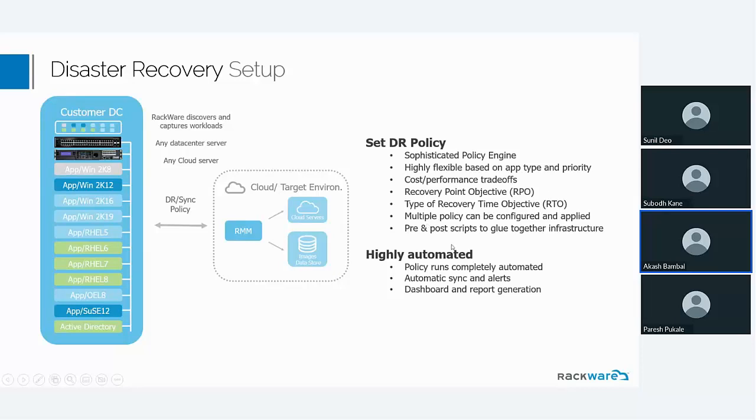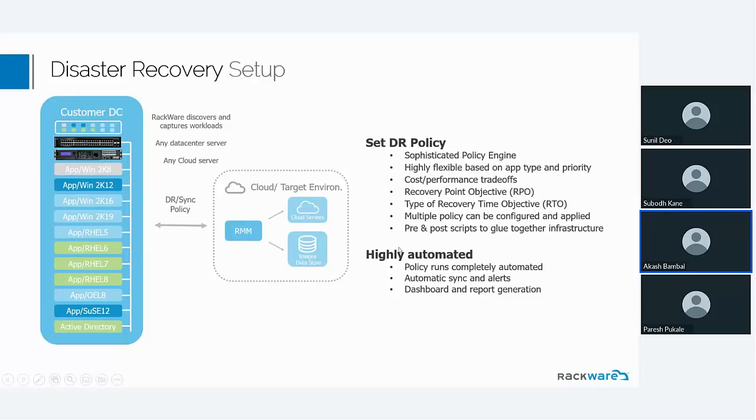Now, based on your RPO and RTO requirements, you can decide on the periodicity of the delta syncs. And of course, you can have pre and post scripts glued together in the sync process to help you save on any manual steps that you would need to do as a part of the failover operation. All of this is highly automated through the graphical user interface.